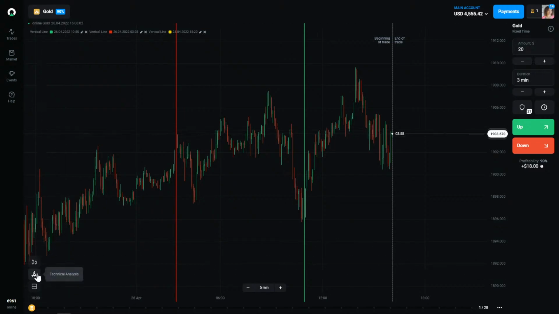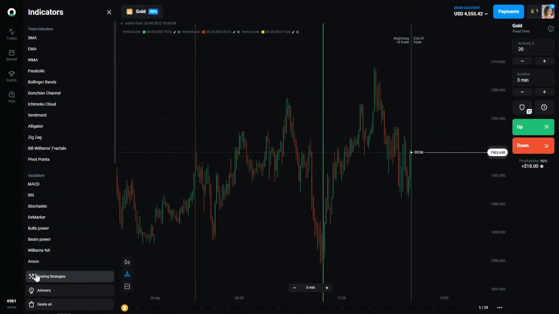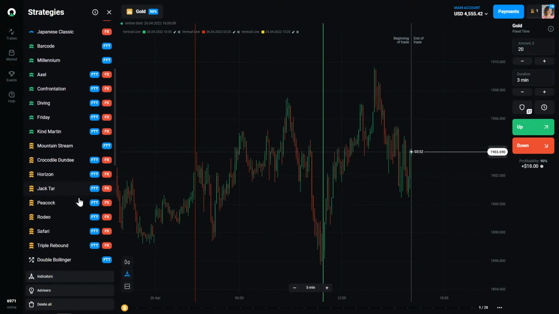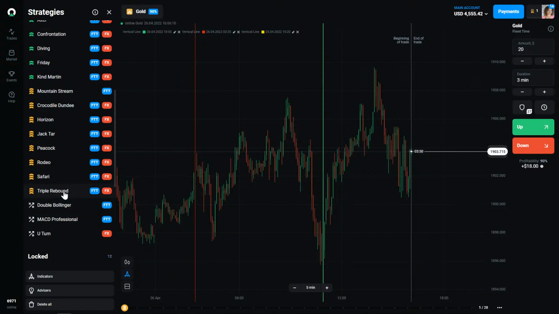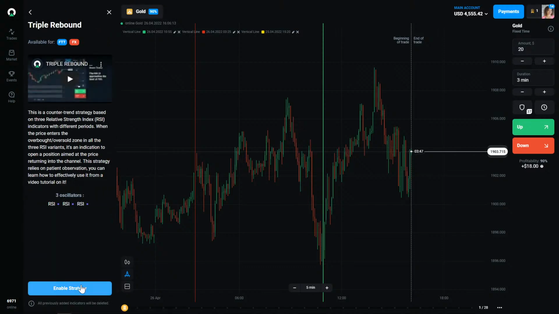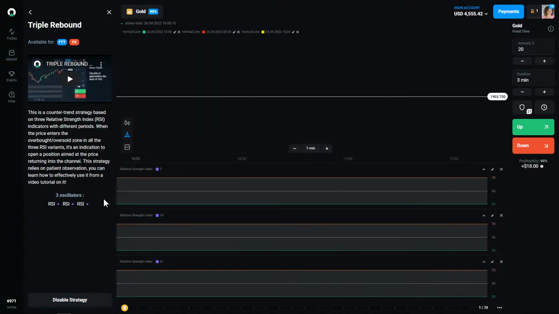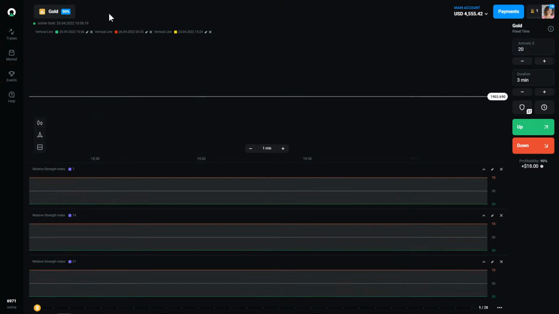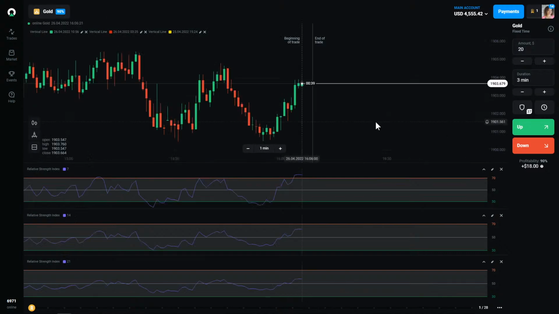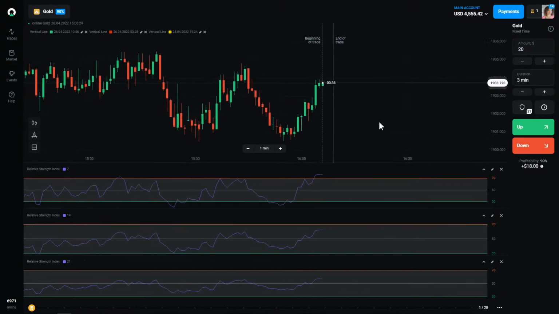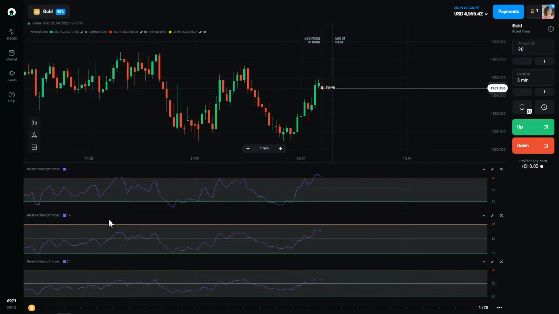What you have to do is click on this indicators tab. Then you click on the trading strategies. Scroll down and choose triple rebound. And then enable strategy. As you can see, all of the three indicators are going to be applied automatically to the chart. They are applied automatically and with the appropriate settings. The appropriate settings are 7, 14, and 21.